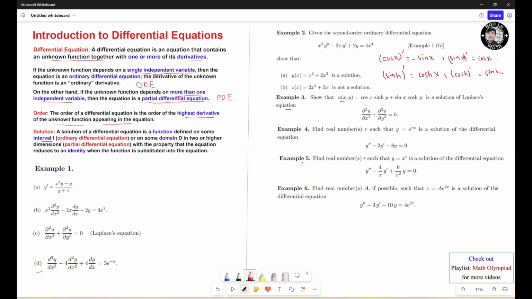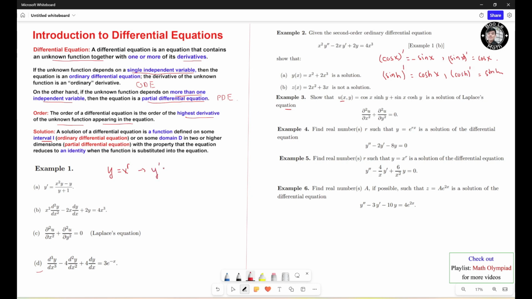Now example number 5, it's going to be similar to example number 4. Find real number r such that y equal s to the r is a solution of the differential equation y double prime minus 4 over s y prime plus 6 over s squared times y equal 0. Y equal s to the r. So we need to take the first derivative of this one.